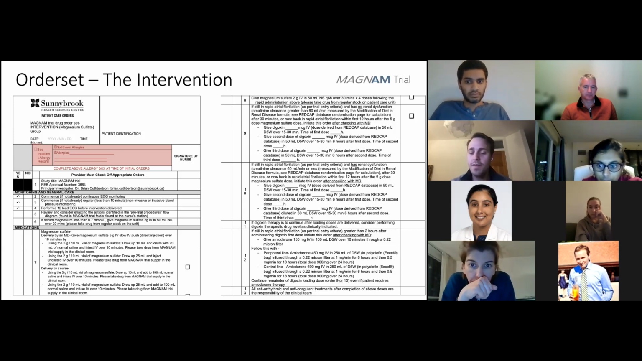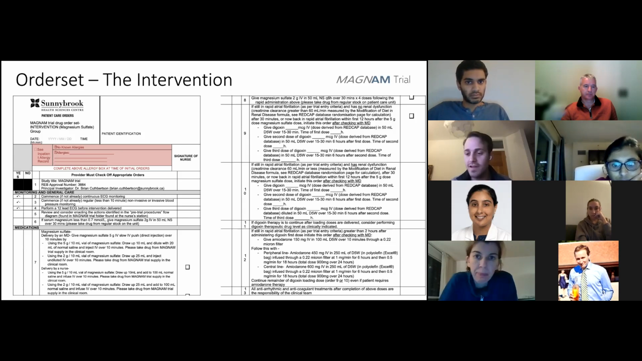Are there any questions there? This is basically the diagram that we showed you. It's just written down in the order set for the bedside nursing team to follow, but it's essentially the exact same thing we just showed you in the intervention treatment diagram.